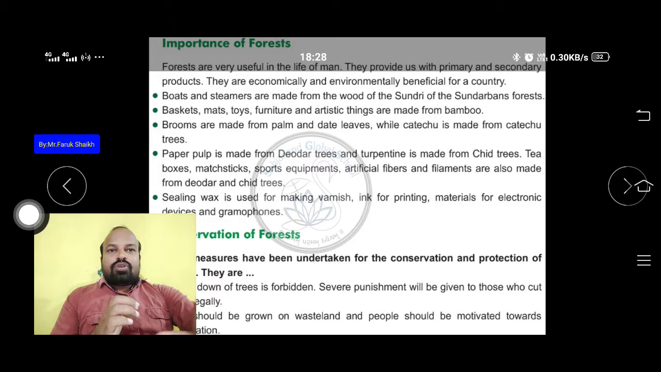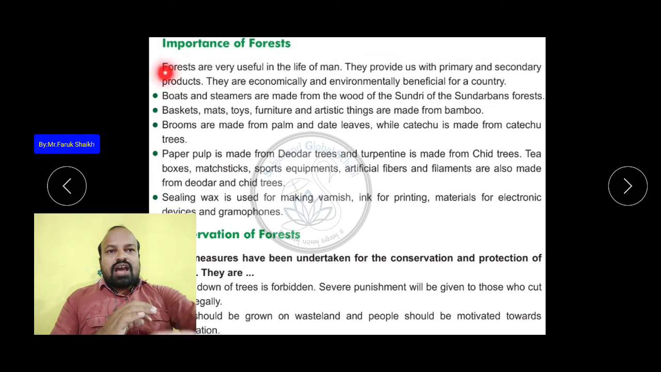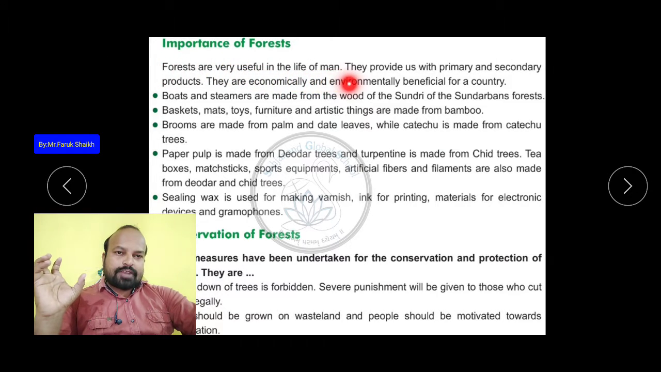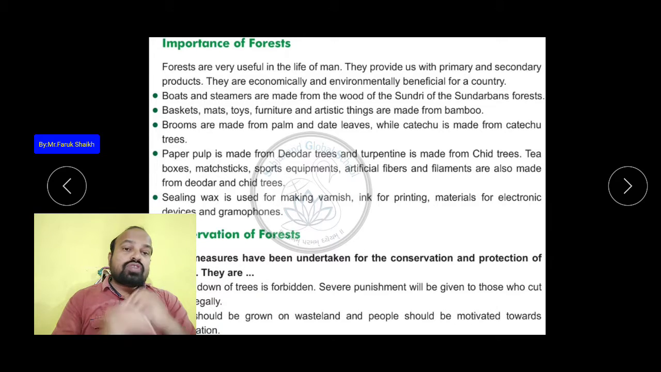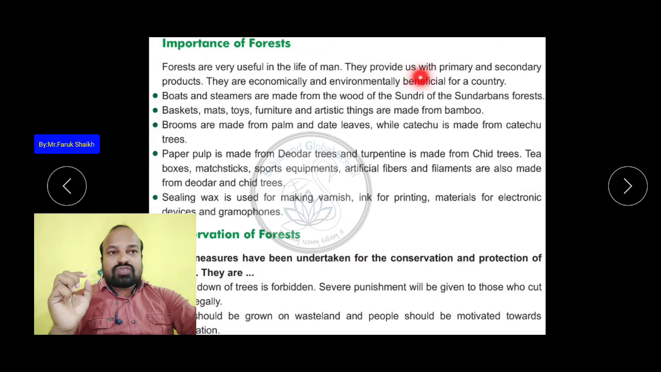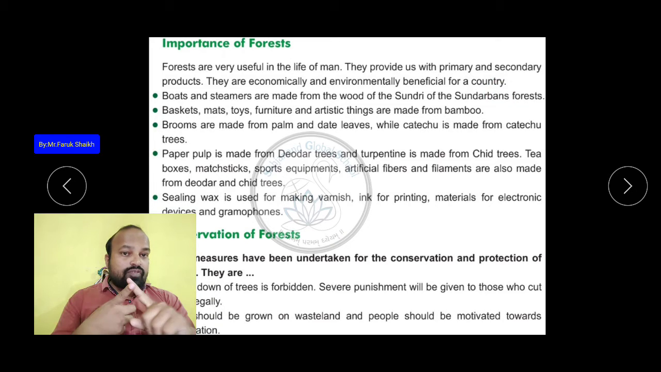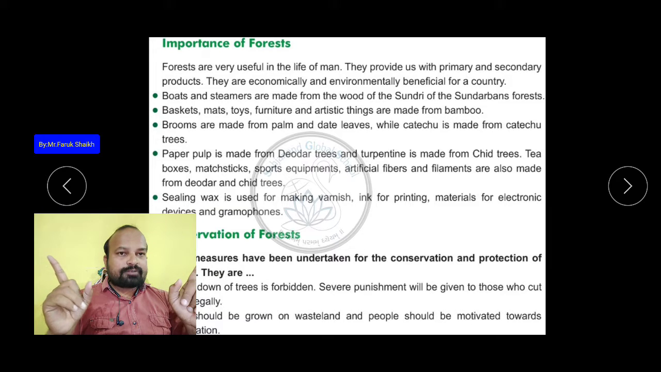Okay, so let us see the importance of the forest. So forests are very useful in the life of man. All forests, all trees are very useful in the life of man. They provide us with primary and secondary products. They are economically and environmentally beneficial for a country. The forests are very important economically too, and environmentally too, for a country. पूरे देश के लिए वो important है.